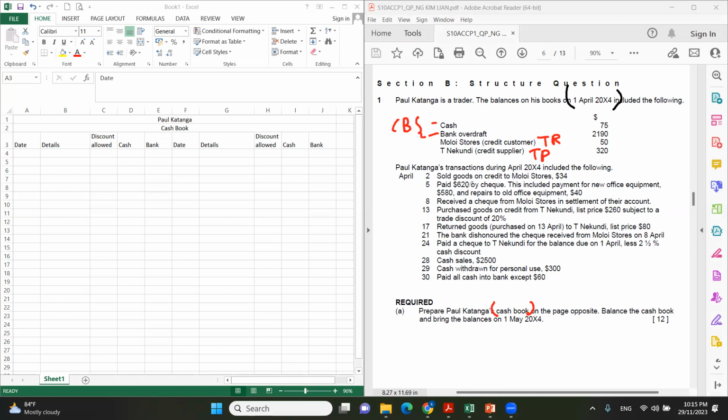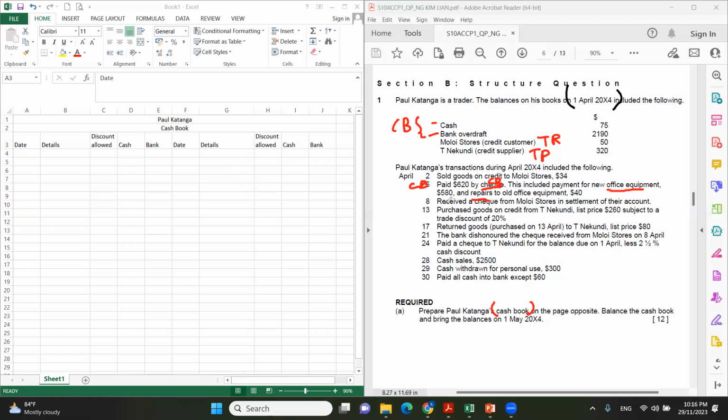Number 5, pay 620 by check. The moment you see the check, this is the bank. So this is related to the cash book. This includes payment for new office equipment, 580, and repair to the old office equipment, 40. The total amount has two transactions. One is a new office equipment, another one is a repair. So when recording on the credit side, you must have two entries on the credit side. So this one is related to the cash book.